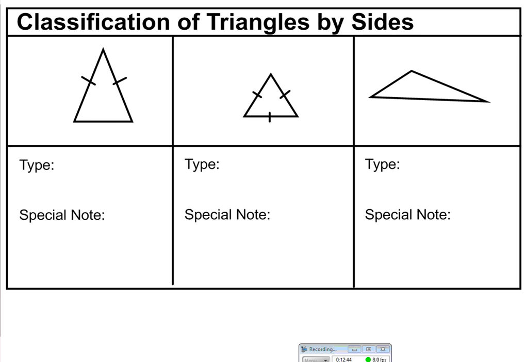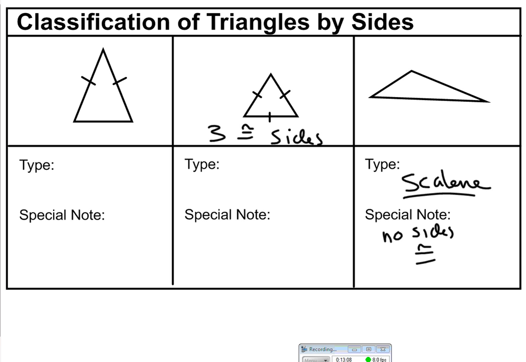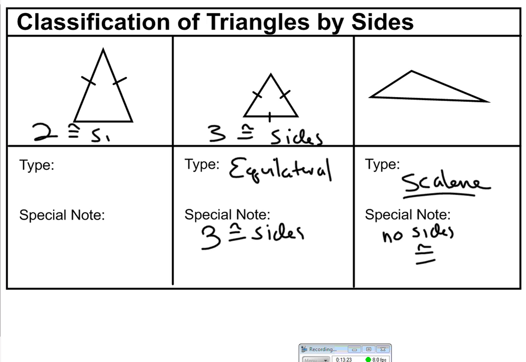Okay, classifying by sides. We talked a little bit about this so far. Start over here on the right-hand side. No sides congruent, we call that scalene. Scalene is going to be no sides congruent. Middle one, all sides are congruent. We call that equilateral, which again, it's just a fun word to say. So it's going to be 3 congruent sides. This last one has got 2 congruent sides, and that is going to be isosceles.